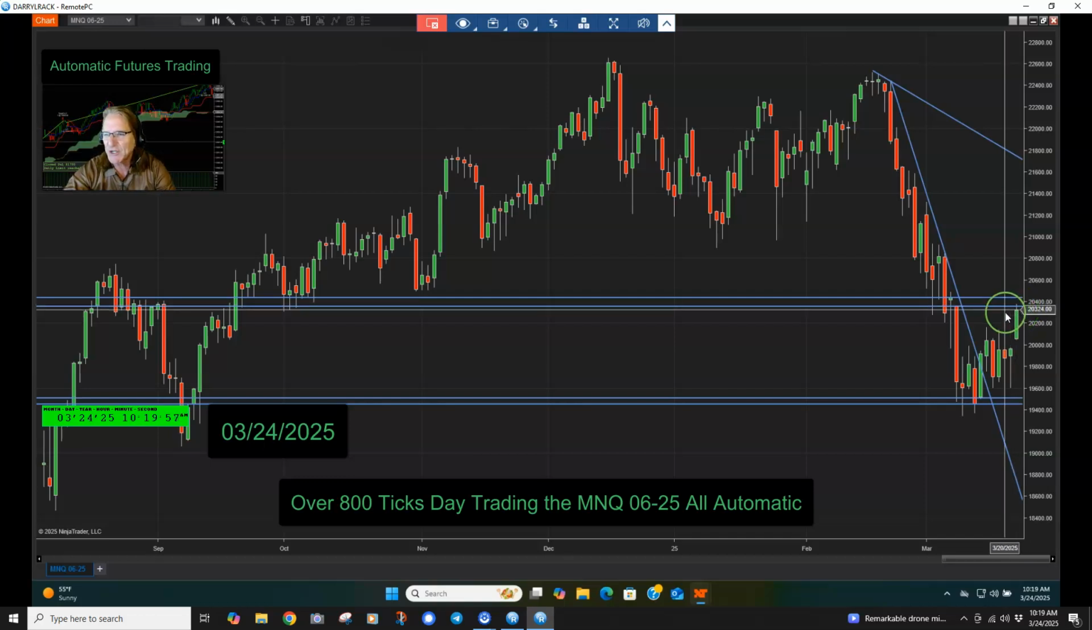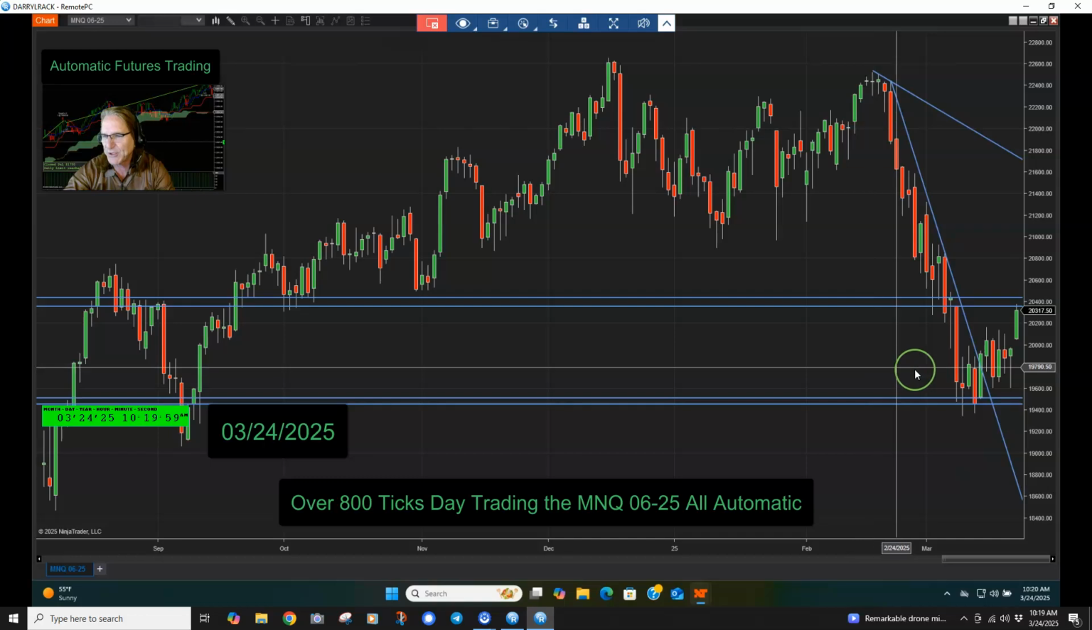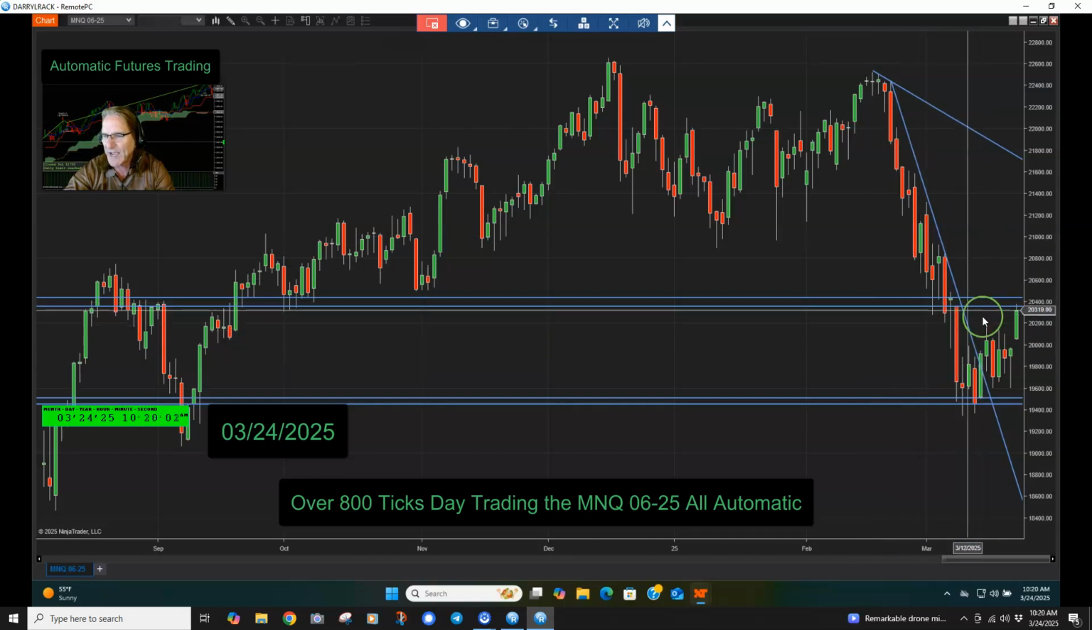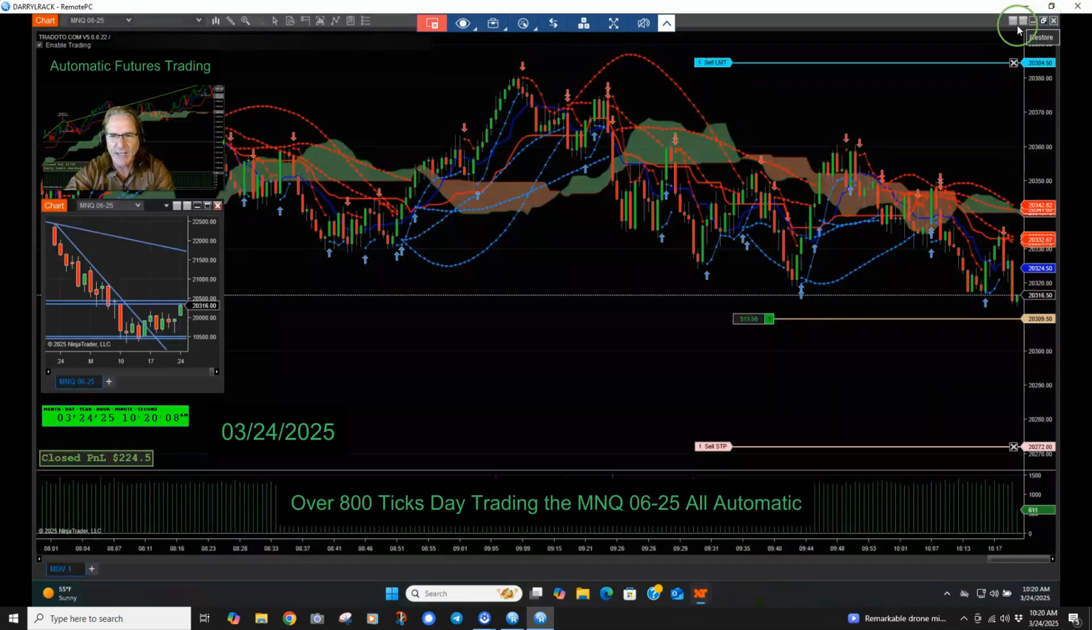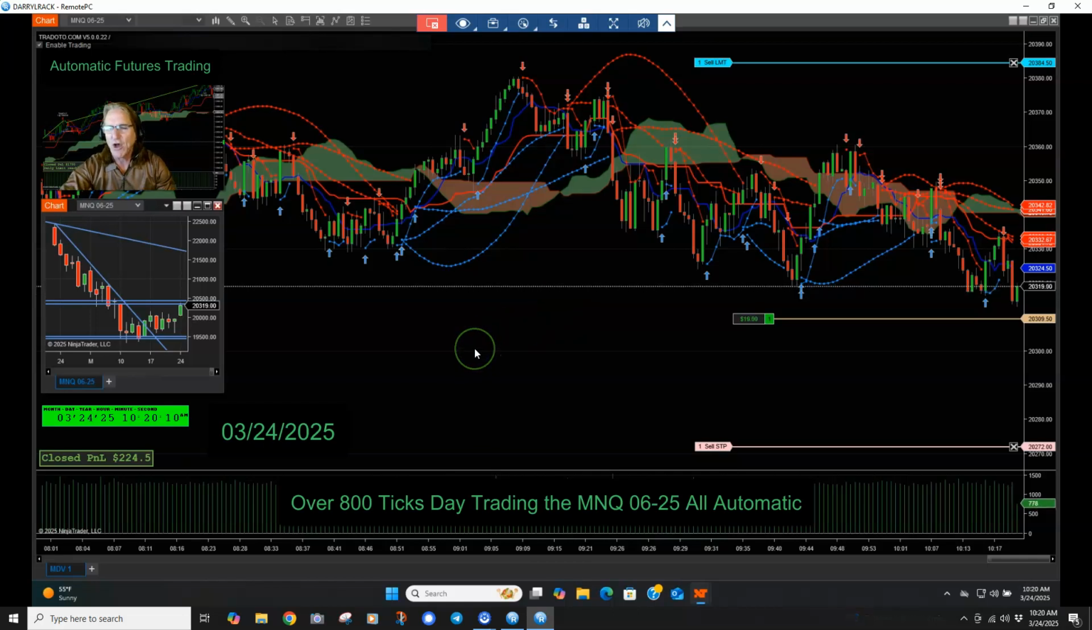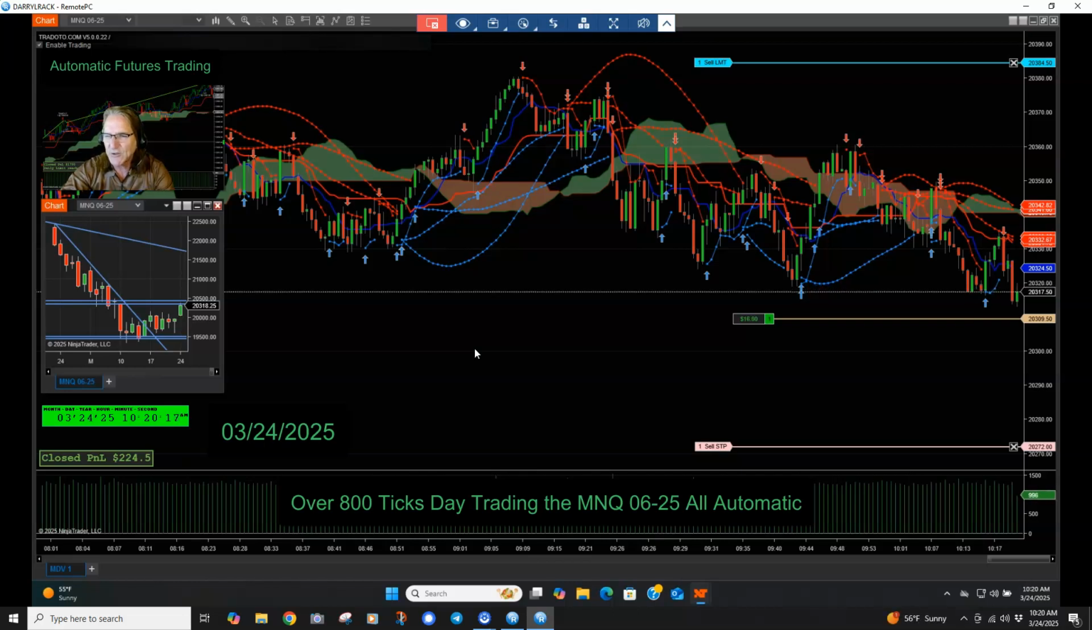I just want to show you a little bit about the market and how it's reacting. We've been basing in this area so far. All right, so let's take a look at the trades that we took. All automatic trades: automatic entry, automatic bracket orders, automatic P&L management, automatic trade management, the whole smear of automatic. This tool that I'm using allows me to trade that way.